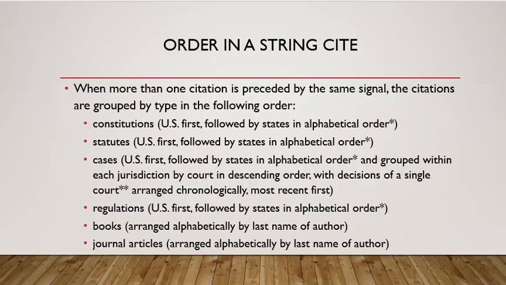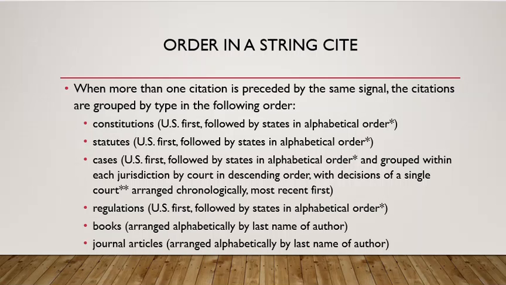When more than one citation is preceded by the same signal, the citations are grouped by type in the following order. Constitutions first, U.S. first, followed by states in alphabetical order. Statutes, again, U.S. first, followed by states in alphabetical order. Cases, U.S. first, followed by states in alphabetical order, and grouped with each jurisdiction by court in descending order, with decisions of a single court arranged chronologically, most recent first.